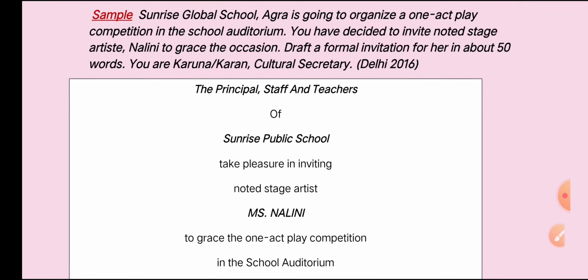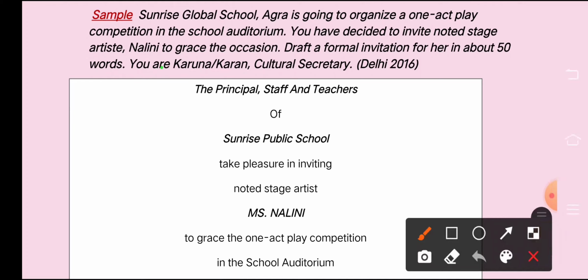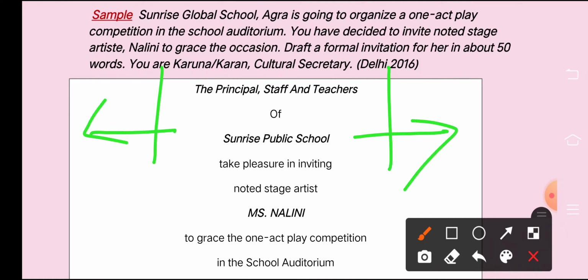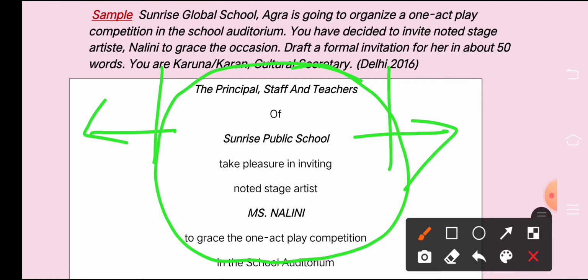So the sample is saying Sunrise Global School. And one more thing I want to tell you, there should be proper alignment of the words. Whatever phrases and whatever lines you are using here, there should be middle alignment. It is always written in middle alignment. You must see here that equal space is there, we have left the margin at both columns, and then whatever I am using, I am using in the middle of the card. So middle alignment is required in this formal card style of invitation.